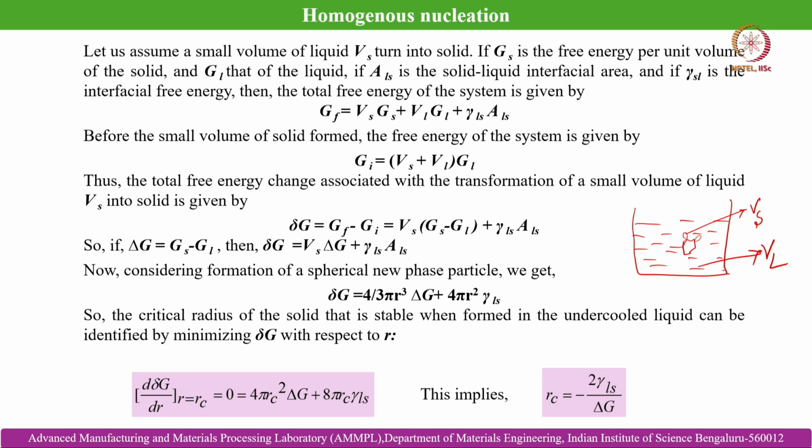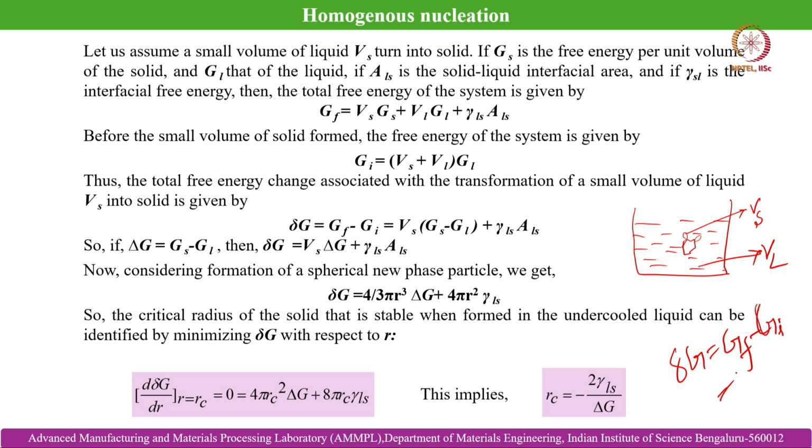So, before the small volume of solid formed, the free energy of the system is given as G initial, which is Vs plus Vl, the total volume, into Gl, the free energy of the liquid. Thus the total free energy change associated with the transformation of a small volume of liquid Vs into solid is given by delta G. So, delta G is equal to G final minus G initial, which is equal to this expression.